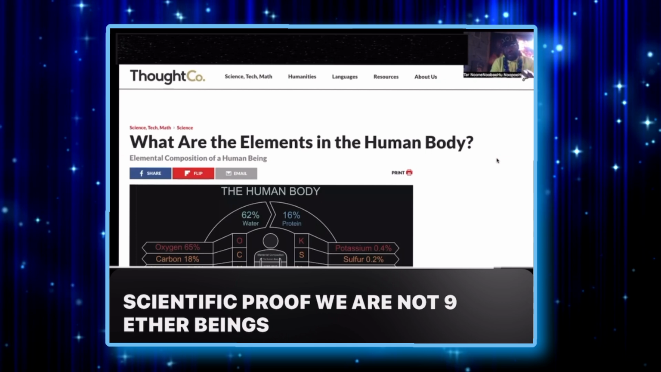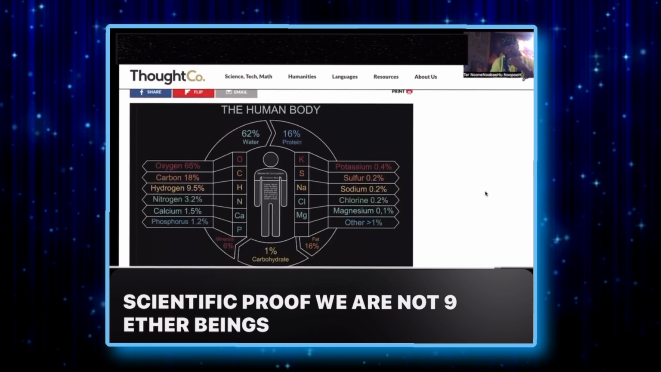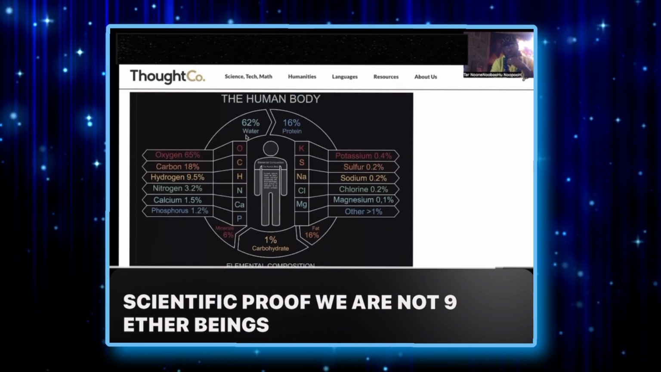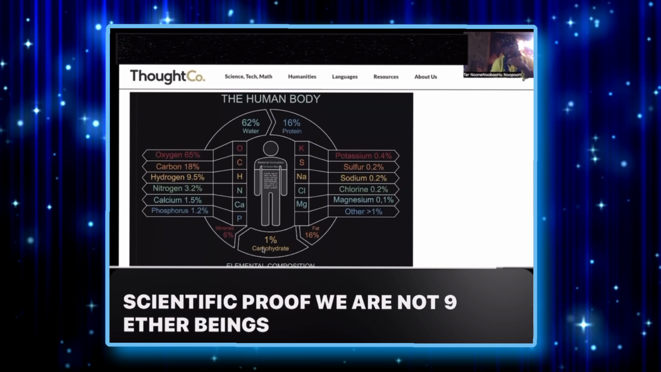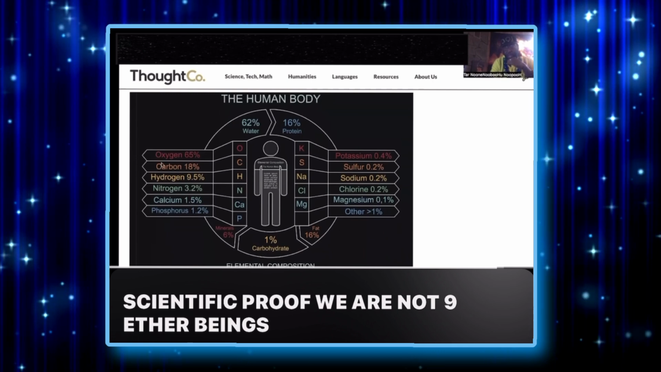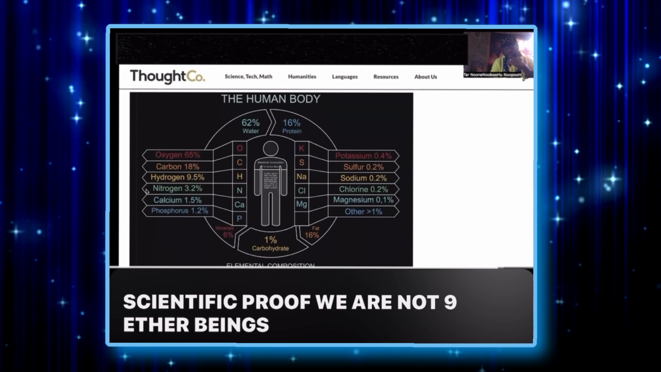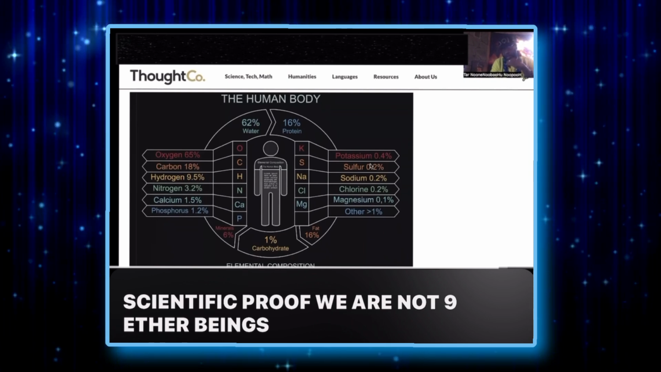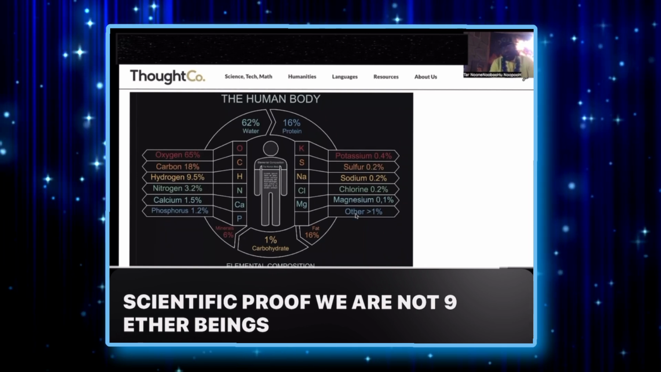What are the elements in the human body? Right? And look, this is the human body. 62% water, 16% protein, 1% carbohydrates. Now you got oxygen, carbon, hydrogen, nitrogen, calcium, phosphorus, potassium, sulfur, sodium, chlorine, magnesium, and other.